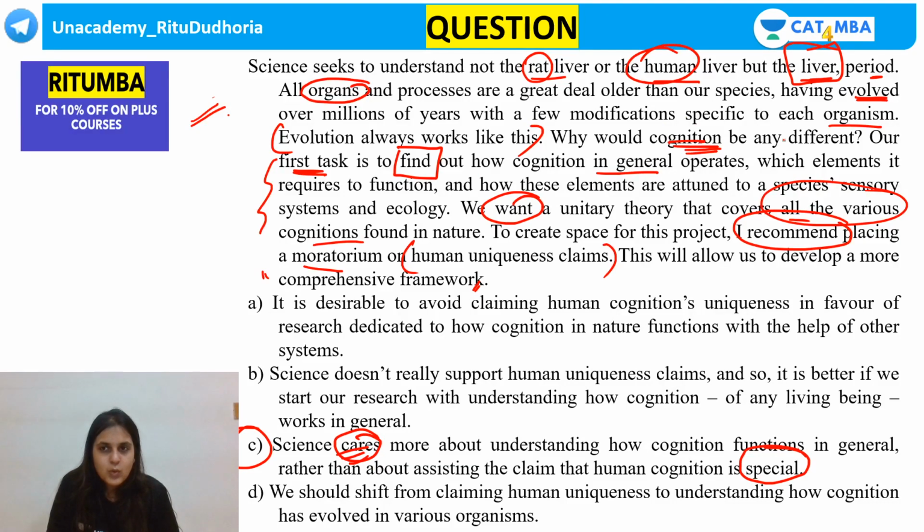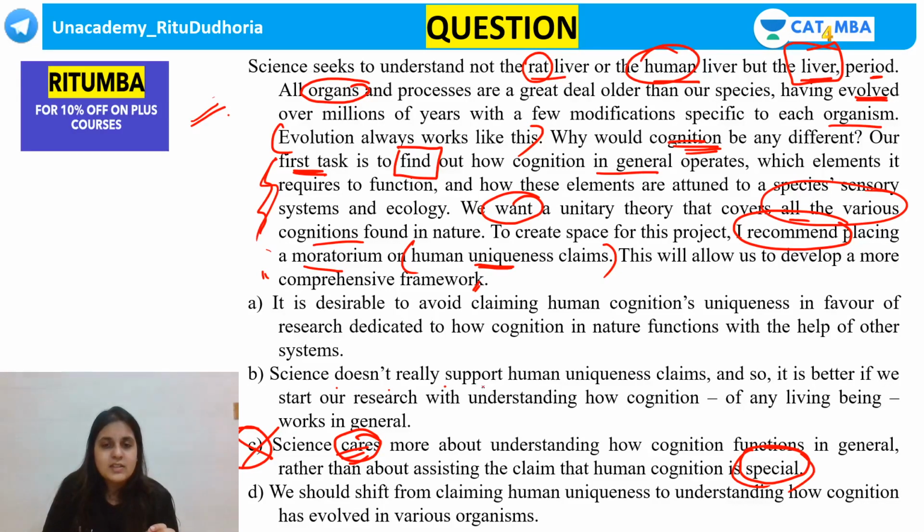Okay, see, this is what this cognition and finding out a comprehensive framework and dropping the human uniqueness claim is not science's perspective. It is not what science agrees or disagrees with. It is the author's opinion. It is what the author is asking us to do. So science cares, this is a distortion, and nowhere is human cognition special. It's not about speciality, it's about unique. Unique means different from others. Special or unique, it's a distortion. It's not the same meaning. So we're going to eliminate C. For sure, C is out.